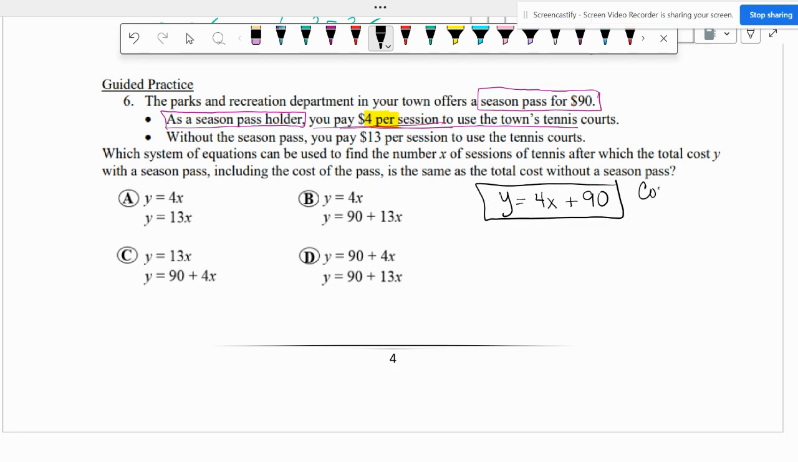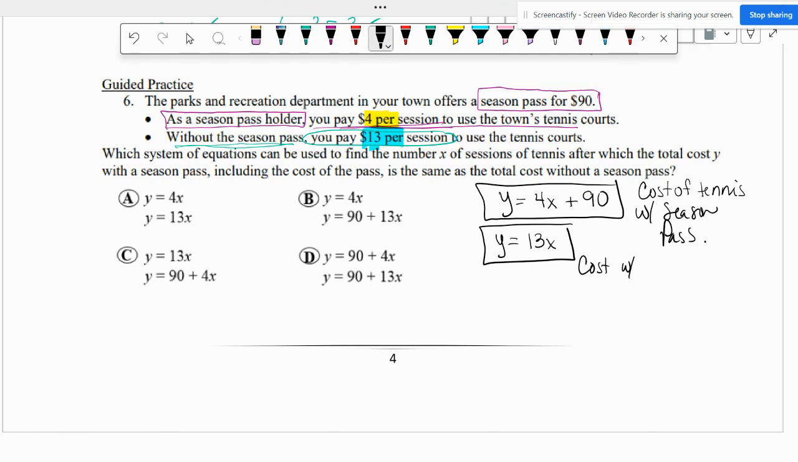So this is the equation that we're going to use for the cost of tennis with the season pass. Now, it also says that without the season pass, so without paying that $90, you pay $13 per session. So that means that the cost without the season pass is just $13 per session. So this is the cost without the season pass.